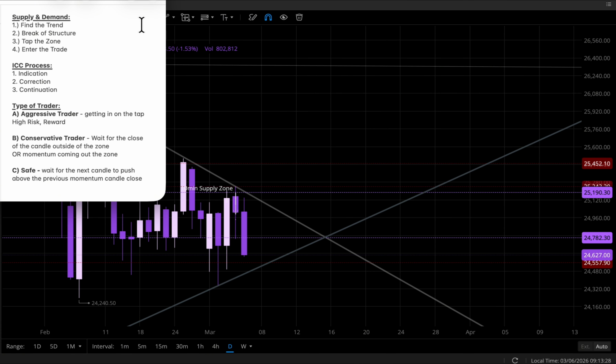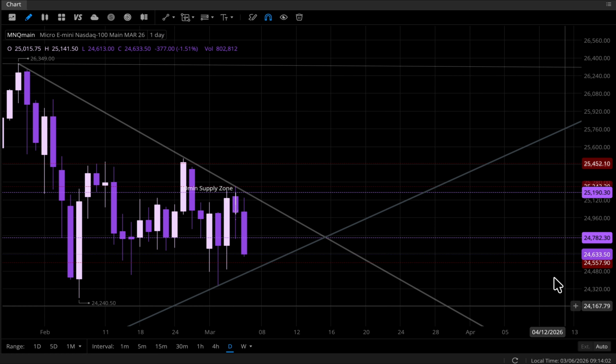So again, we trade supply and demand in the ICC process. Basically the same thing. We find the trend, wait for the break of structure, create our zone, and wait for the tap of that zone. And then we enter the trade. So again, we wait for an indication price either wants to go higher or lower, wait for price to correct, and then get in the trade for the continuation, whether that's aggressive, conservative, or safe. So let's see what we got.